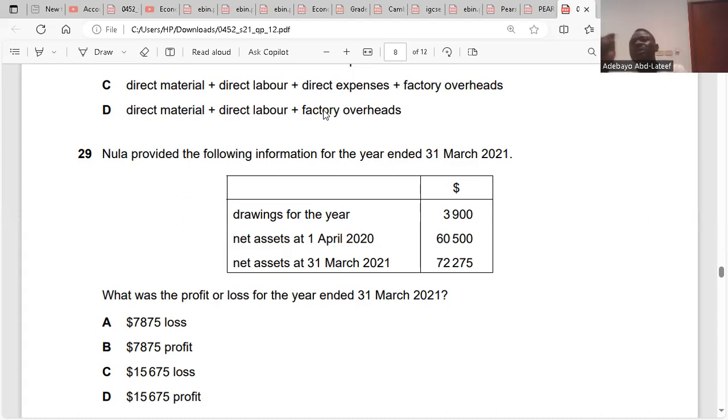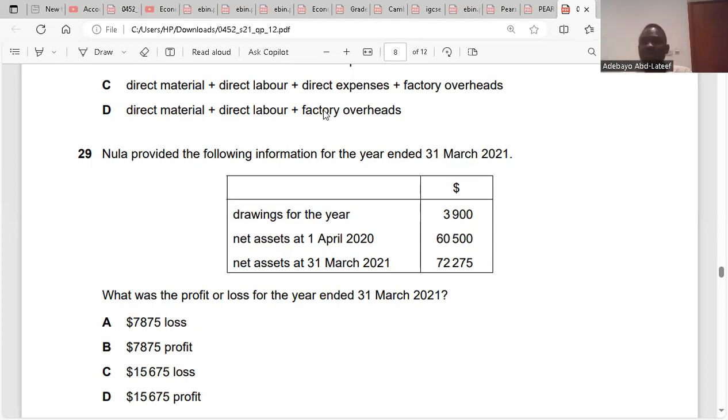First, you have to keep in mind that drawings represent the amount of cash or assets withdrawn by the owners of the business from the business. That's what drawings represent. So if it's during the year, you have to add it to your net assets. If it's at the end, you have to deduct it. Why? This is the reason, because profit will be made by the business.